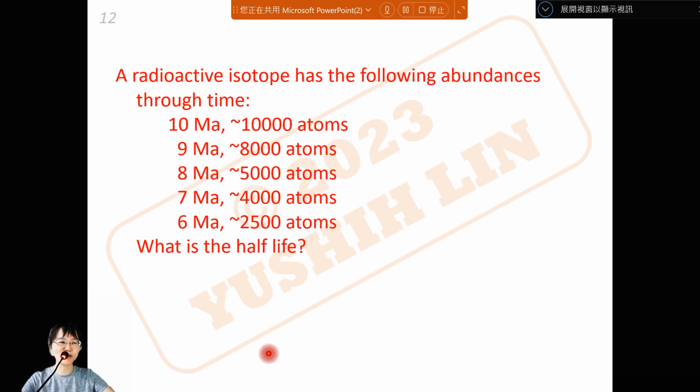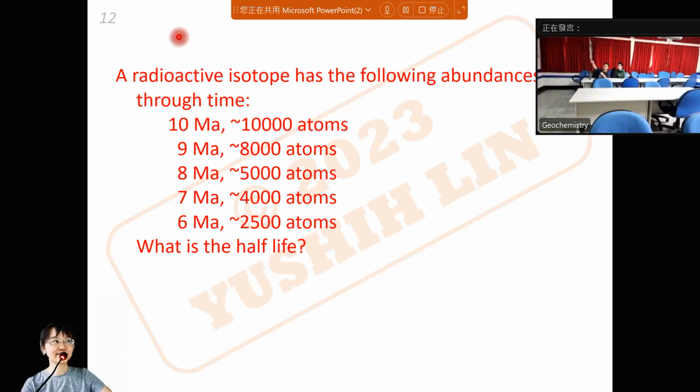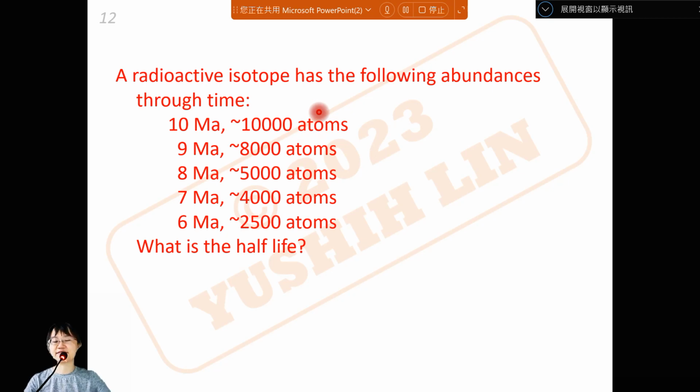There is another simple mathematics. A radioactive isotope has the following abundances over time. 10 million years ago, it has 10,000 atoms. 9 million years ago, 8,000. 8 million years ago, 5,000, and so on and so on. What is the half-life? Half-life is 2 million years. How do you know that? Because it becomes half, from 10 million to 8 million. Very good. That's how you identify its half-life.